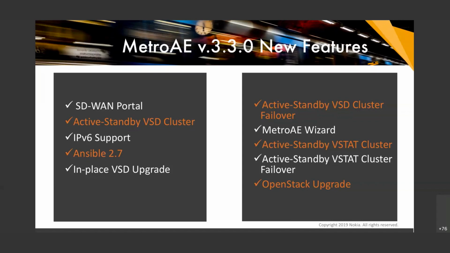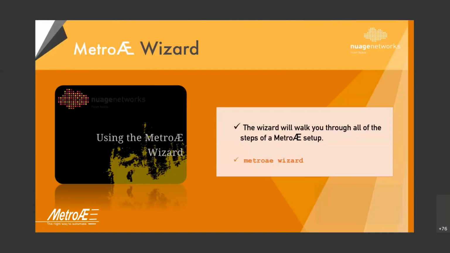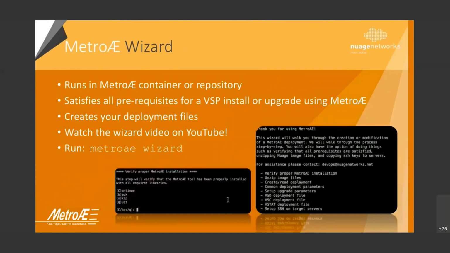We're going to move on. Along with the other features in this 3.3 release, we are including a Metro Wizard. The wizard steps you through all of the required prerequisites to get MetroAE prepared to do an install or an upgrade. The MetroAE wizard runs in both the container version and the repository version of MetroAE, and it satisfies all of the prerequisites necessary to do your VSP install or upgrade.